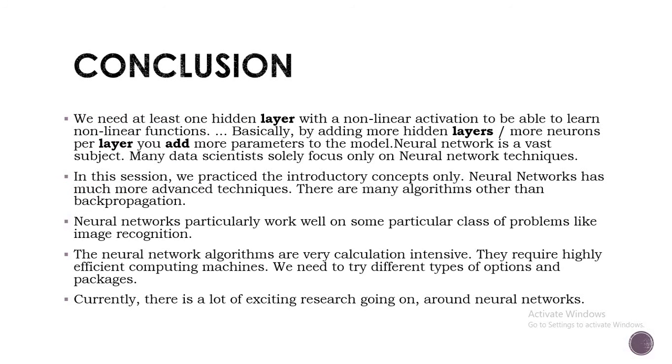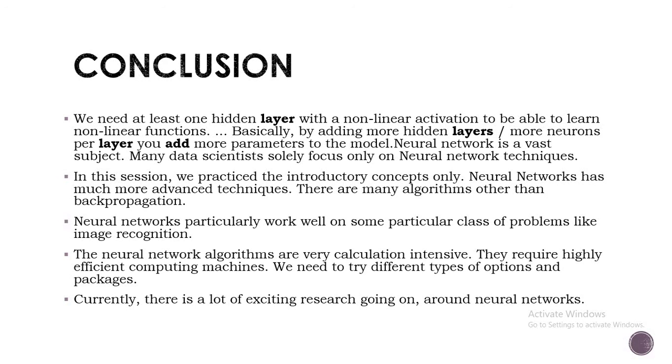Now the concluding part. In conclusion, we assume that we need at least one hidden layer with a nonlinear activation to be able to learn nonlinear functions. Basically, by adding more hidden layers or more neurons per layer, you add more parameters to the model. Neural network is a vast subject. Many data scientists focus only on neural network techniques. In these sessions, we practice the introductory concepts only.